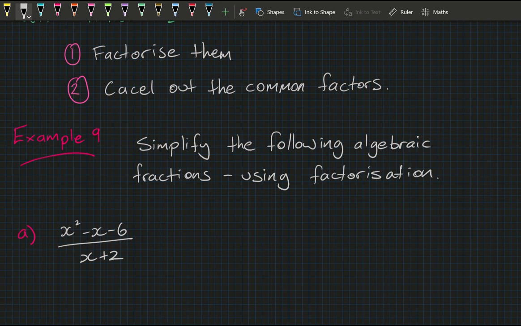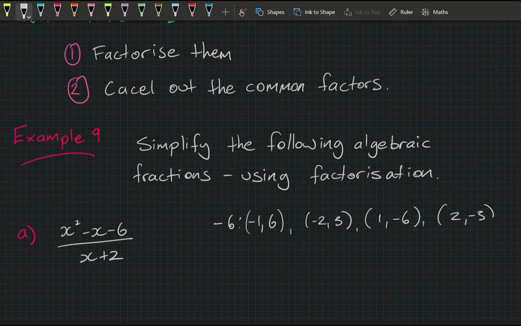So clearly we've got to factorise the trinomial at the top. So the factors of minus 6 are minus 1 and 6, minus 2 and 3, 1 and minus 6, and 2 and minus 3. And so we're looking for a factor pair that adds up to minus 1, and I can see that 2 and minus 3 equals, sorry, minus 1.